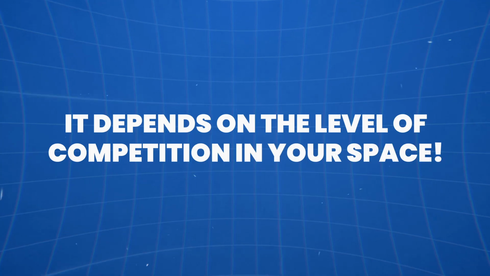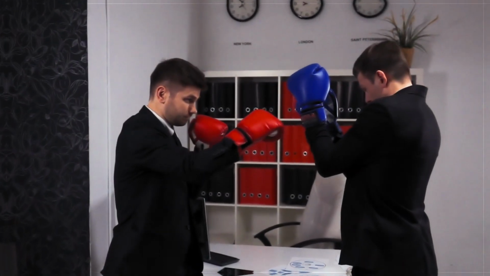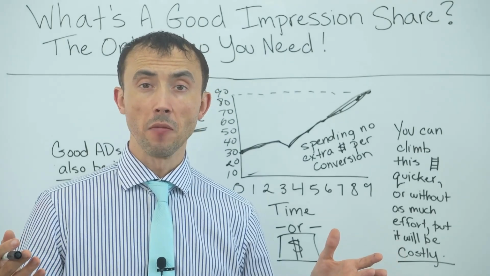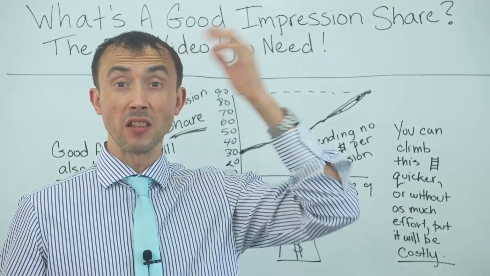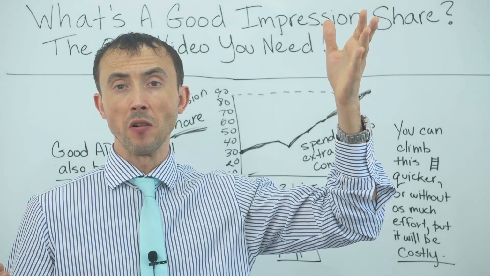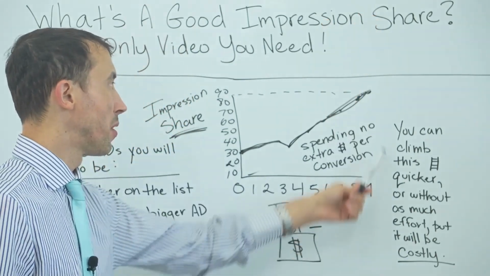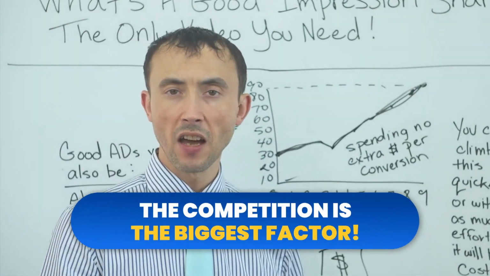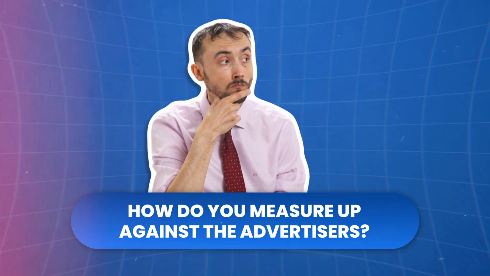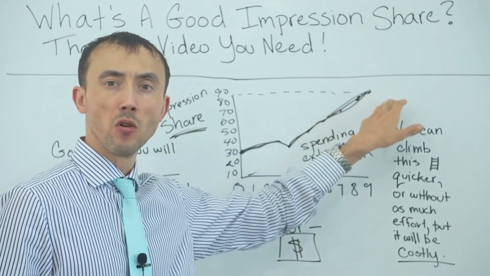It depends on the level of competition in your space. If you have like one competitor, so to say, then it can happen in a month. Heavy competition, meaning you have like 10 people in and out of the 4 ad spots on the top of Google, like I was talking about earlier, it can take 9 months. So the competition is the biggest factor in terms of number of advertisers, but then with that, how do you measure up against the other advertisers? The better job you do on the click-through rate and conversion rate, as I mentioned before, the higher the impression share Google's going to want to give you.